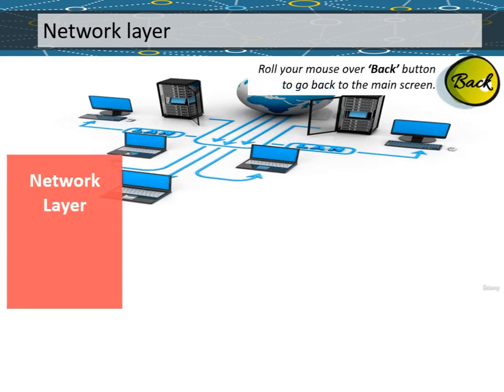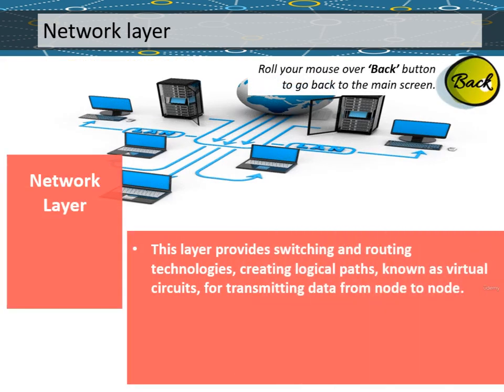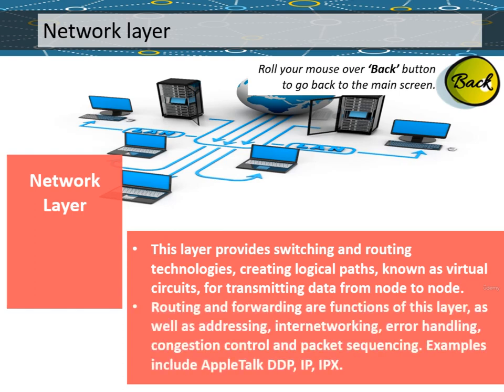Network layer. This layer provides switching and routing technologies, creating logical paths known as virtual circuits for transmitting data from node to node. Routing and forwarding are functions of this layer, as well as addressing, internetworking, error handling, congestion control, and packet sequencing. Examples include AppleTalk DDP, IP, IPX.